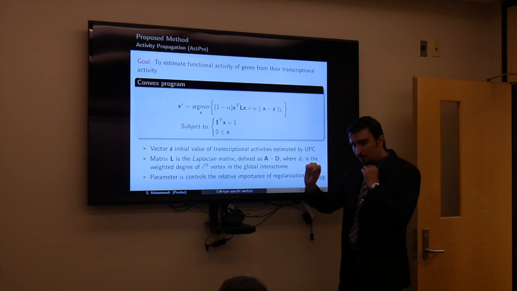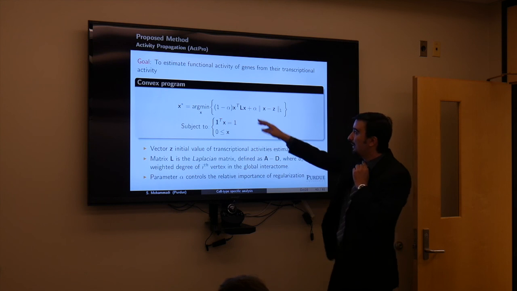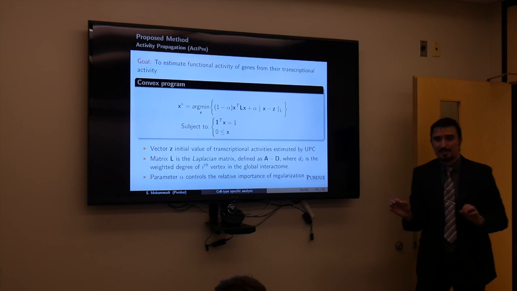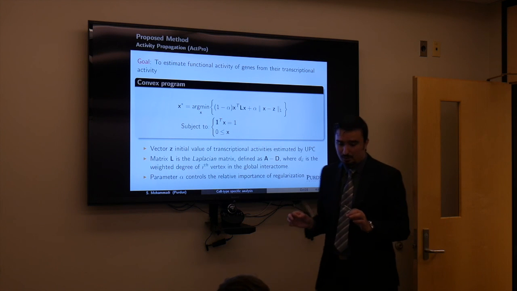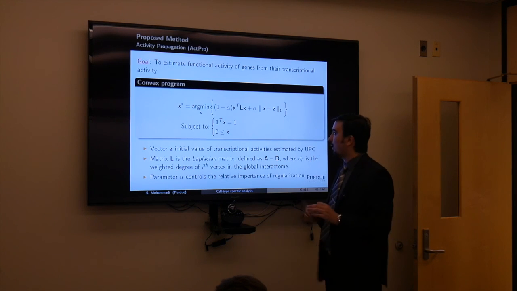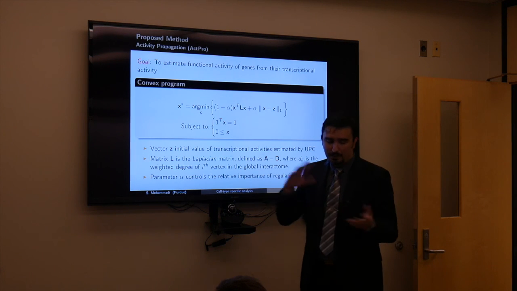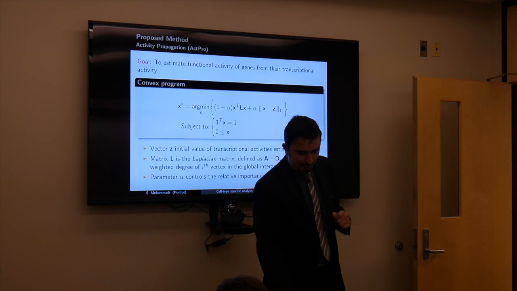We want to minimize the number of changes that we make, and then we also want to propagate those changes such that neighboring vertices have similar functional activity scores. So then obviously alpha balances the contribution of these two factors, where we cross-validate to find the optimal alpha.